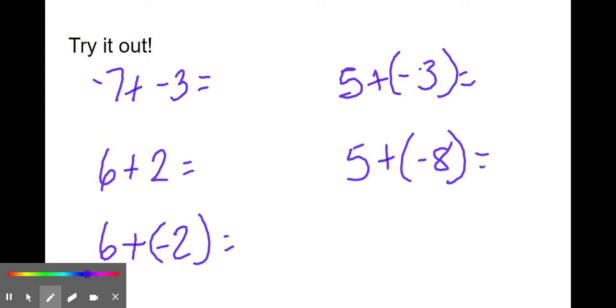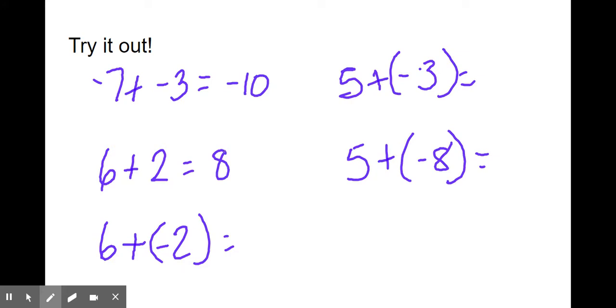So negative plus a negative, -10. Positive plus a positive, +8. 6 plus -2, it's subtracting, so 6 minus 2 is +4. 5 plus -3, 5 minus 3 is +2. And 5 plus -8, 8 minus 5 is -3.